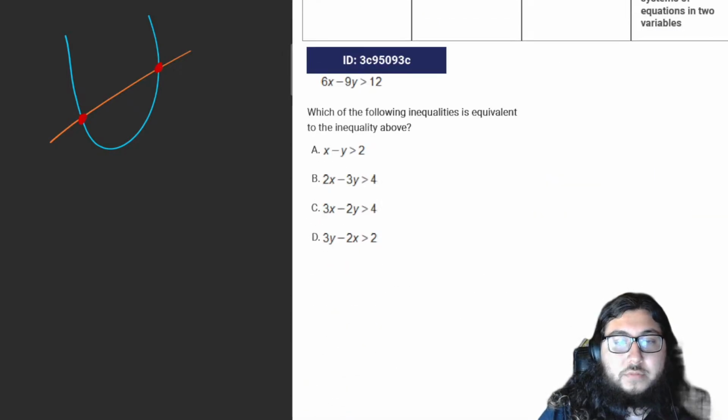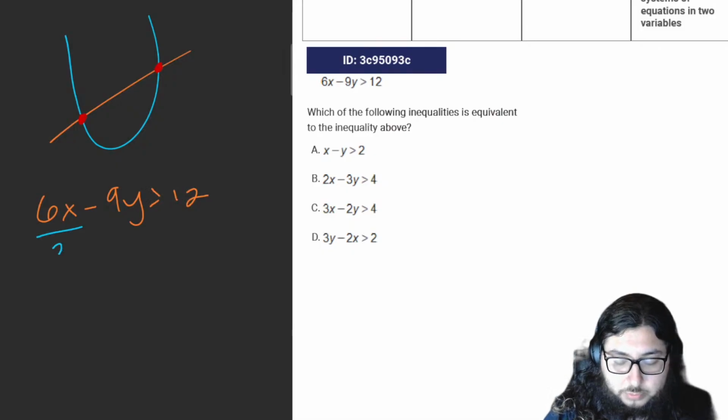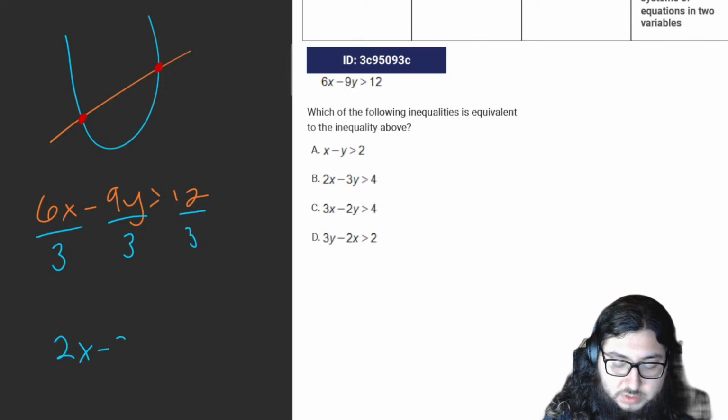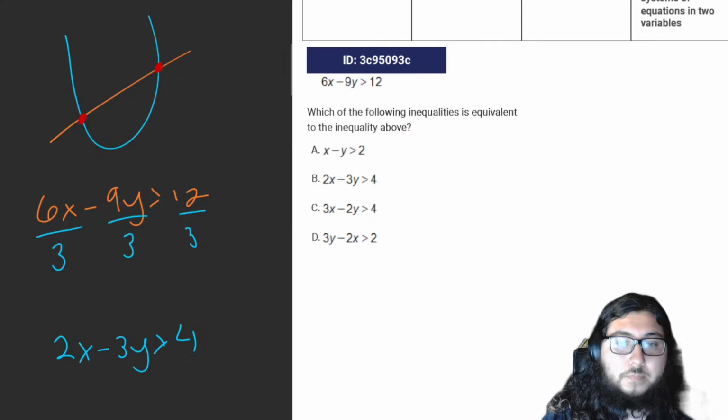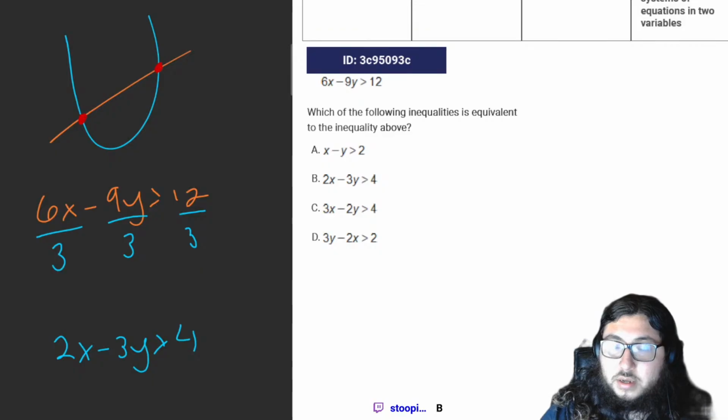All right. Which of the following inequalities is equivalent to the inequality above? So we have 6x minus 9y is greater than 12. And you might notice that all of these have the greatest common factor of 3. So we can divide all of them by 3. We get 2x minus 3y is greater than 4. And you see that corresponds with answer choice B. So if there are no questions about that one, I'll move on. B, yes, very good, B. Very good.